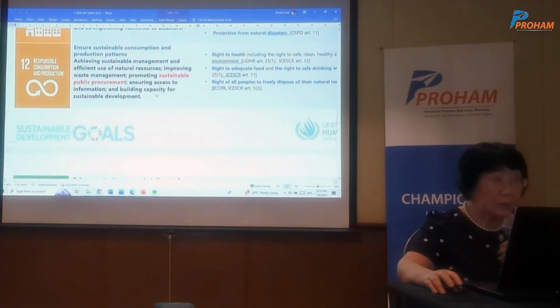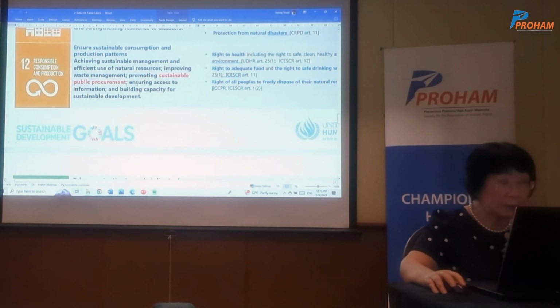And SDG 12 is to ensure sustainable consumption, achieving sustainable management and efficient use of resources, improving waste management, promoting sustainable public procurement, ensuring access to information, and building capacity for sustainable development. So efficient use of natural resources, we need to be mindful. Improving waste management, this is very, very serious.